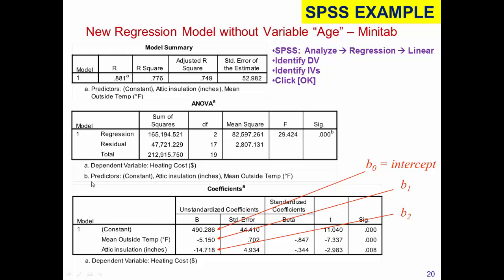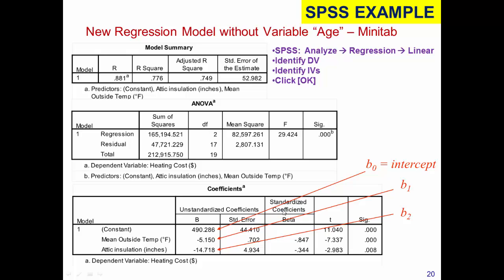If you remember, the first column gives us our different coefficient names. We have our unstandardized beta coefficients, and those are the values for the regression equation, and we use those values for predicting the dependent variable from the independent variable or independent variables. In this example, the column of estimates provides the values for beta sub 0, beta sub 1, and beta sub 2 for this equation. And we can interpret the mean outside air temperature unstandardized coefficient as, for each 1 degree temperature increase holding insulation constant, the heating cost decreases by $5.15.